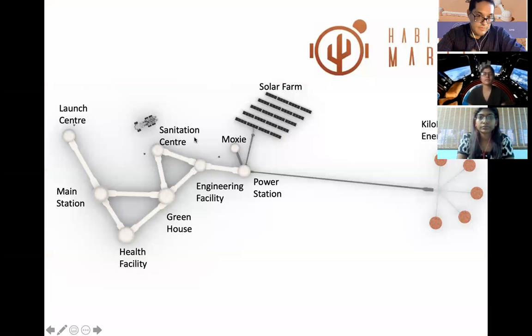If you look at the blueprint of the Mars habitat, it's possible to see some possible locations of different facilities of our infrastructure in a Mars habitat. In this case, it's possible to see the location of the main station, close to the health facility, the launch center, and greenhouse.